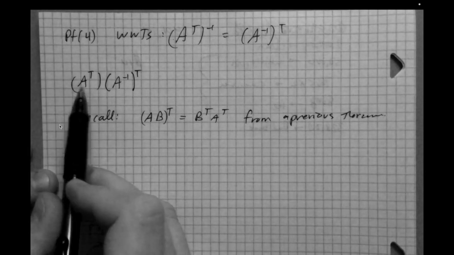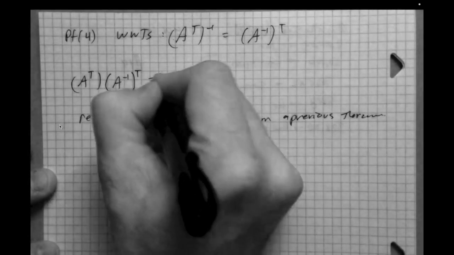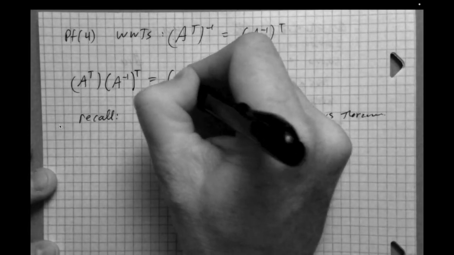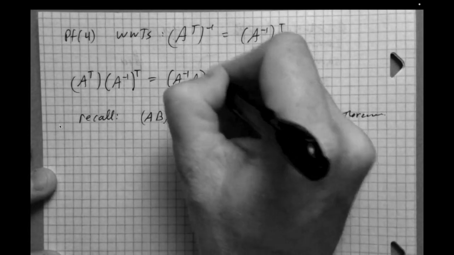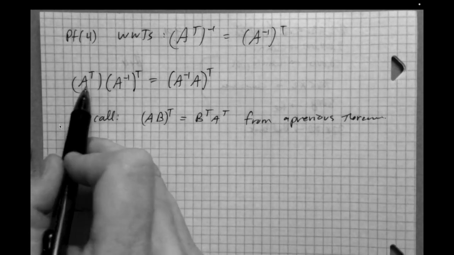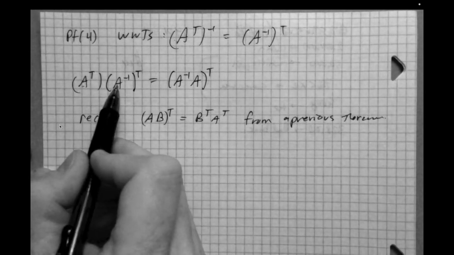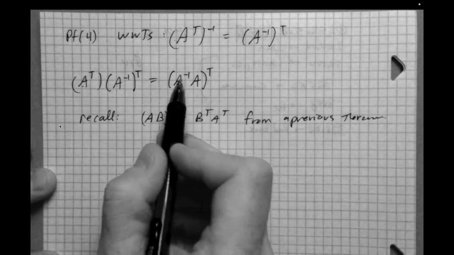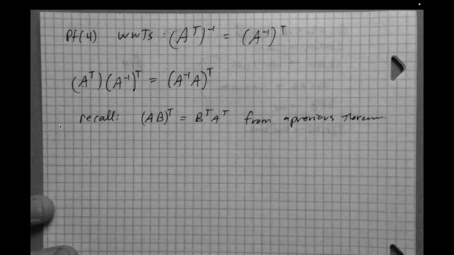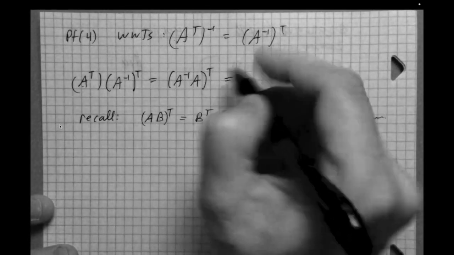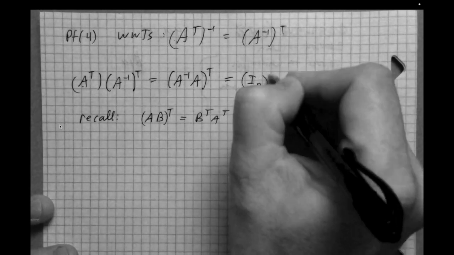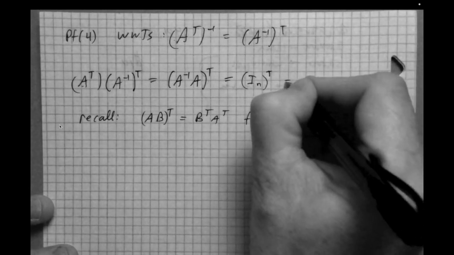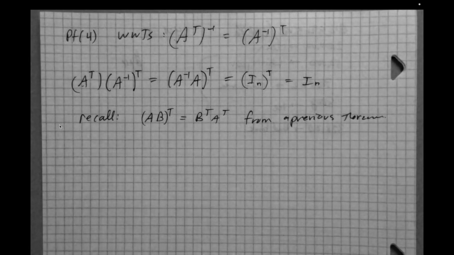Okay, we're going to use that here. We've got A transpose and we've got A inverse transpose. So that's going to be equal to A inverse A transpose. We're going to reverse the order here. So A is first and then it's A inverse. And so we reverse the order, it becomes A inverse A. Okay, and we can clearly see that this is going to be the identity matrix transposed, which is just the identity matrix. Perfect. That's exactly what we want.